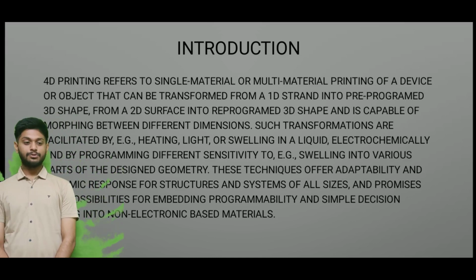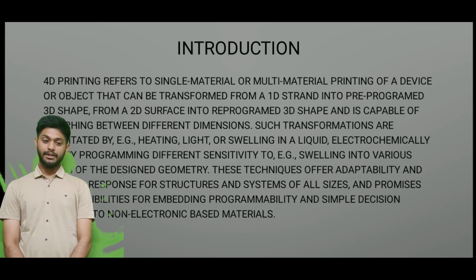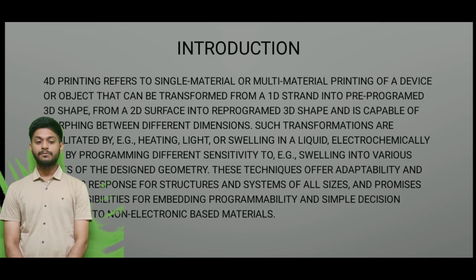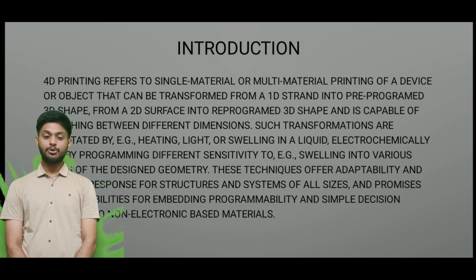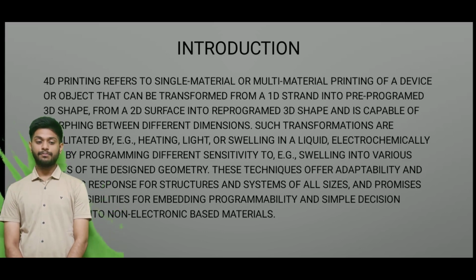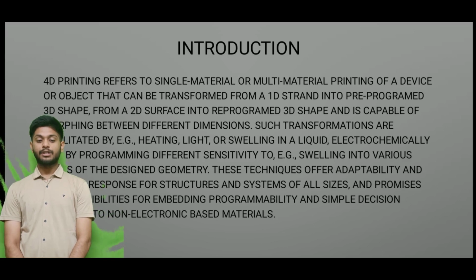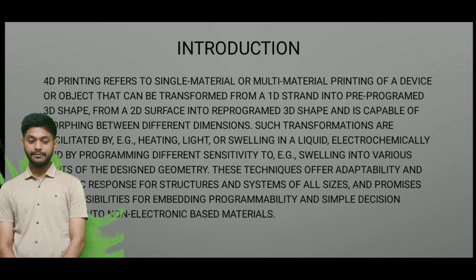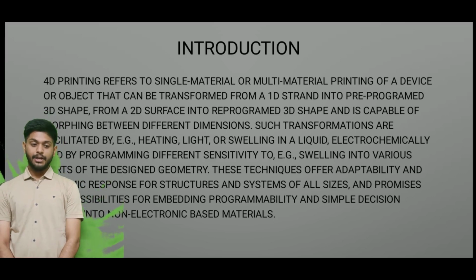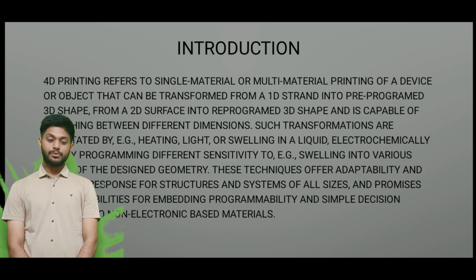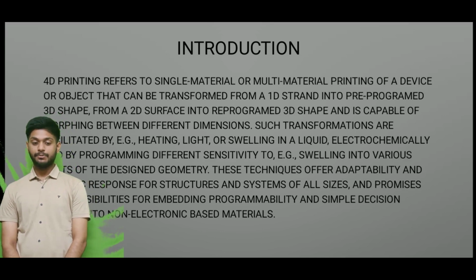4D printing refers to single material or multi-material printing of a device or object that can be transformed from a 1D strand into a pre-programmed 3D shape, from a 2D surface into a reprogrammed 3D shape, and is capable of morphing between different dimensions. Such transformations are facilitated by heating, light, swelling in a liquid, electrochemically, and by programming different sensitivity to swelling into various parts of the design geometry.